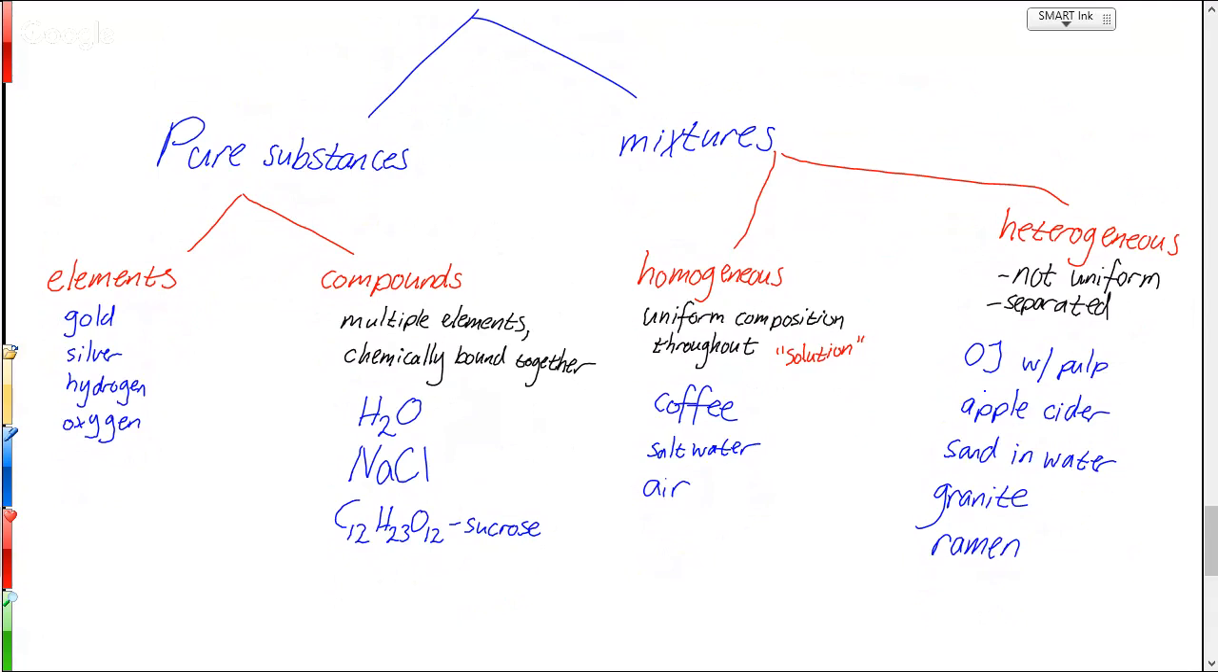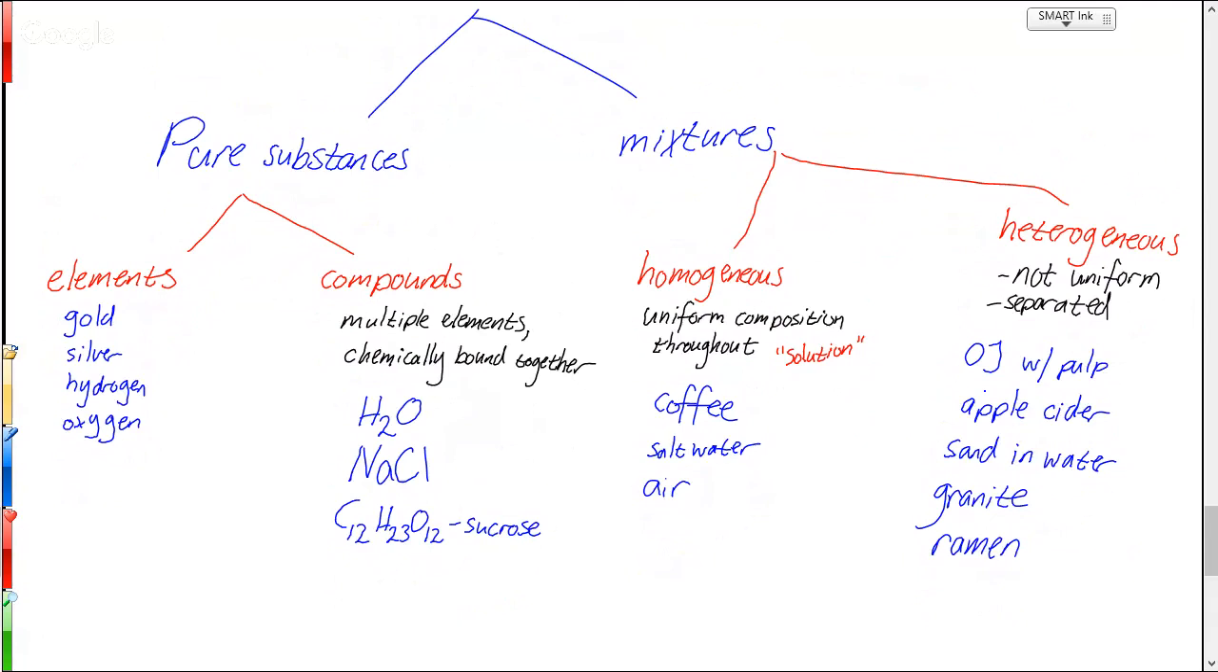What about the methane in natural gas? It's a pure substance. Is it an element or a compound? Anybody know the chemical formula for methane? It's CH4. So what does that make it? It's got to be a compound. It's got carbon and hydrogen.